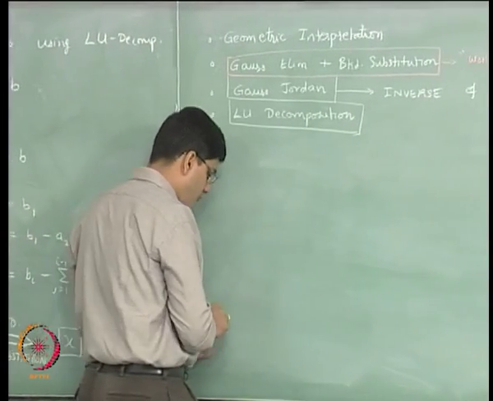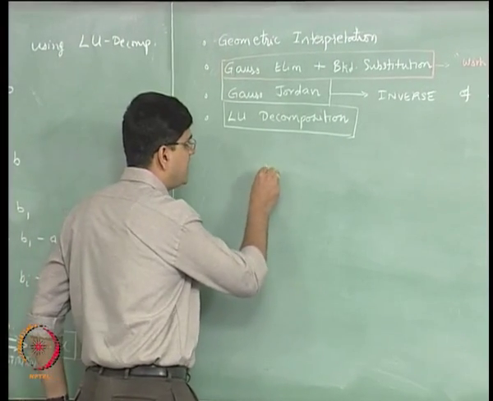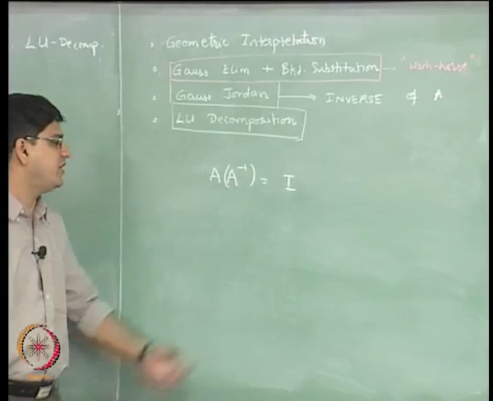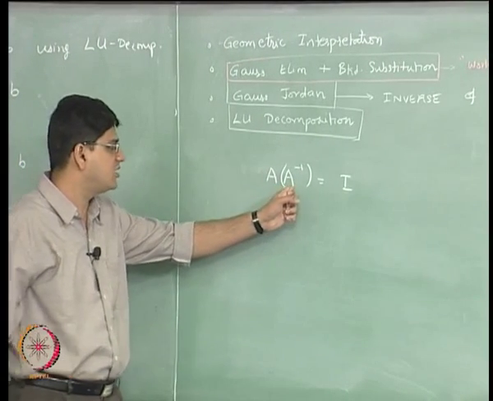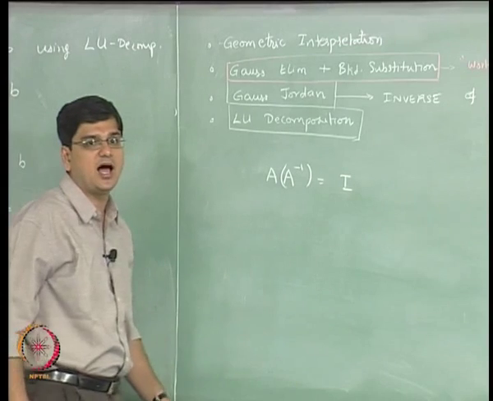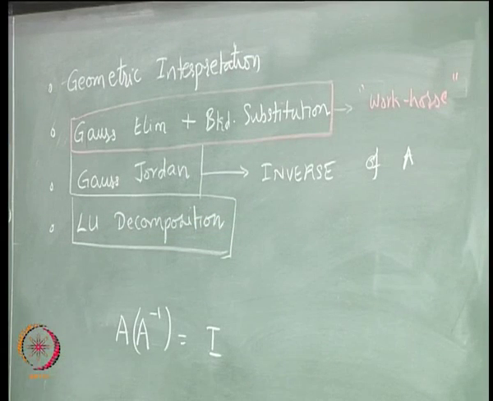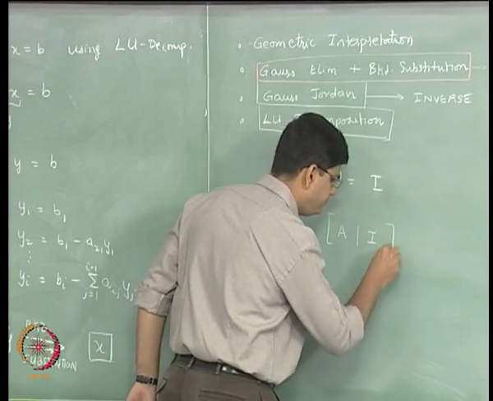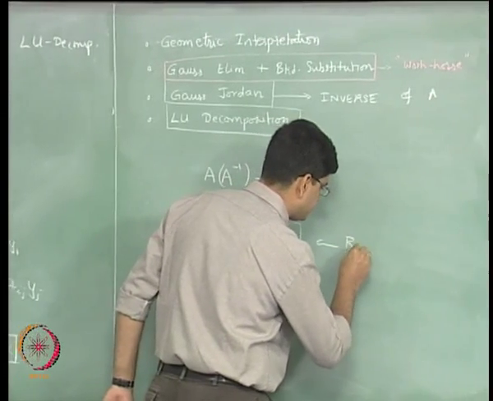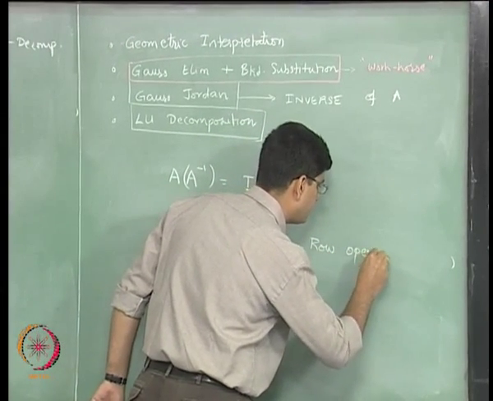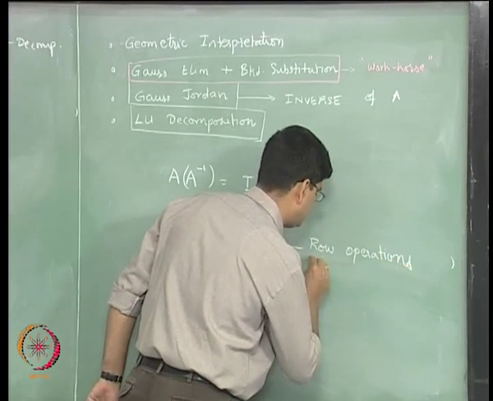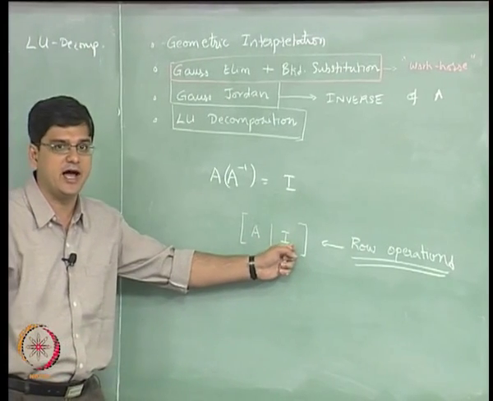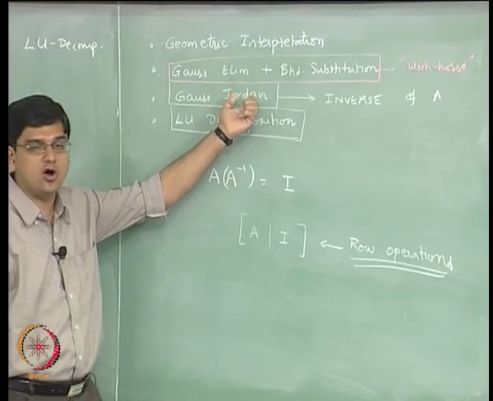And what we do over that is we write the equation in the form A times A inverse equal to I. Okay, so what we have done is we have just replaced x bar with A inverse, and we have replaced B bar with I. So if we were to then form a matrix of the form [A | I] and do row operations on the matrix [A | I] using the Gauss-Jordan method.